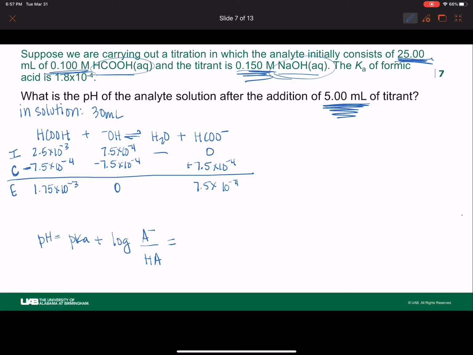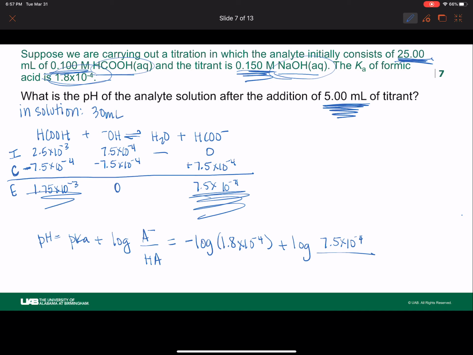So as I redo this, I'm going to say that the pH is equal to the pKa, which I don't have, but I do have the Ka. So I can say the negative log of 1.8 times 10 to the minus 4. It just came from the problem. And I can say I have the log of the conjugate base, or 7.5 times 10 to the minus 4, over the conjugate acid, which is 1.75 times 10 to the minus 3. Plugging that into the calculator, I get a pH of 3.37.